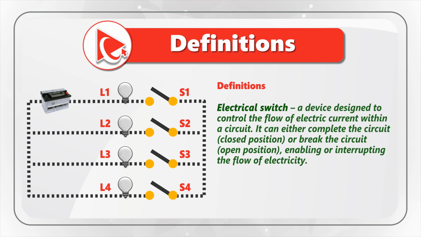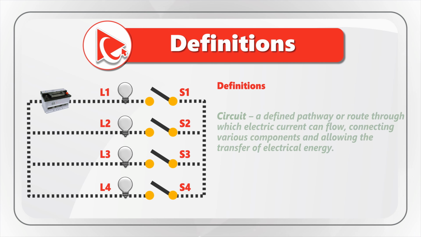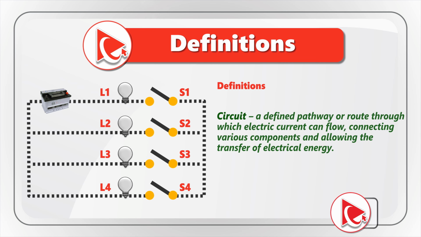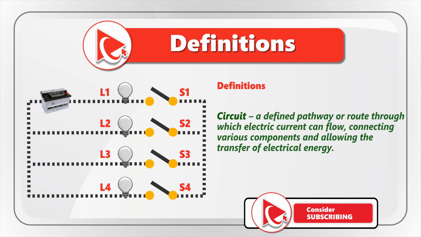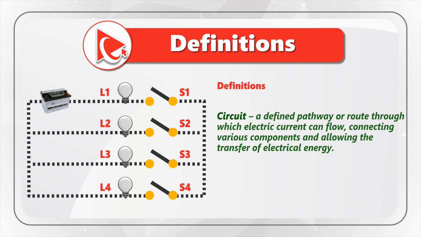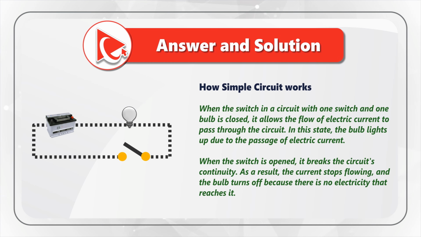And the last concept that we're dealing with here is the concept of a circuit. A circuit is a defined pathway or route through which electric current can flow, connecting various components and allowing the transfer of electrical energy. Our circuit consists of 1 battery, 4 light bulbs, 4 switches, and all the conductors that connect these devices.